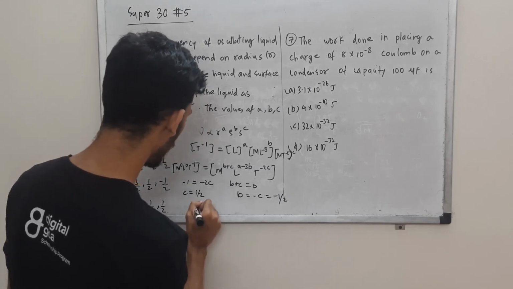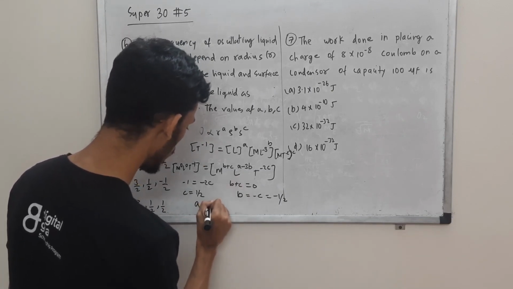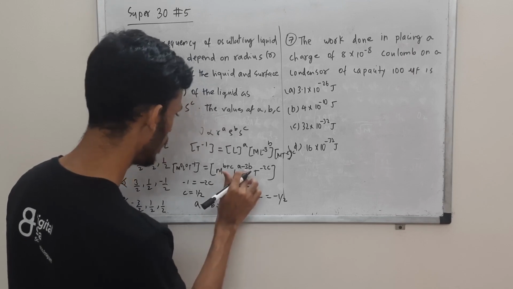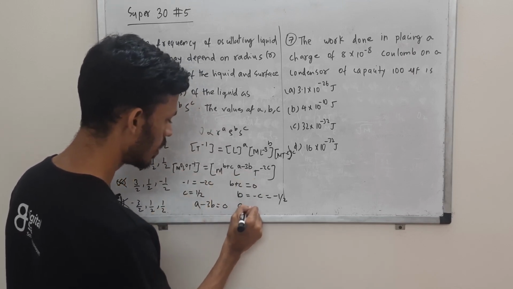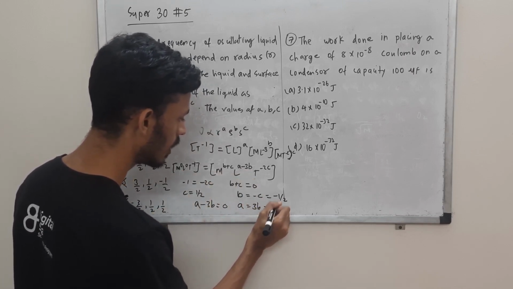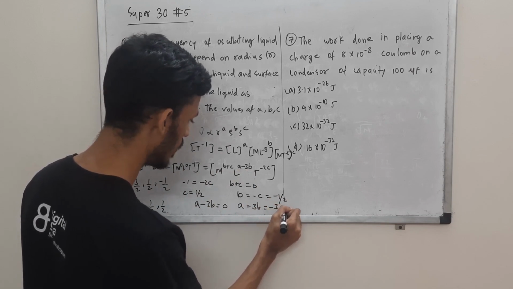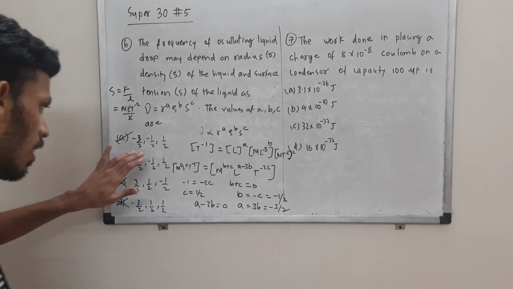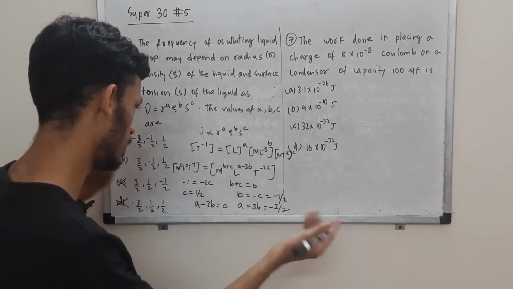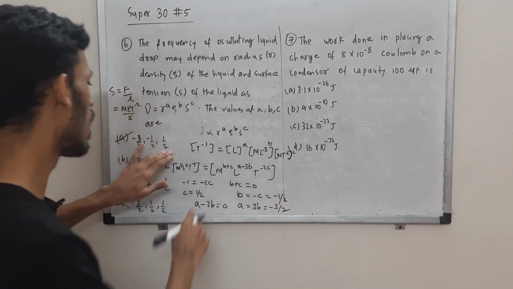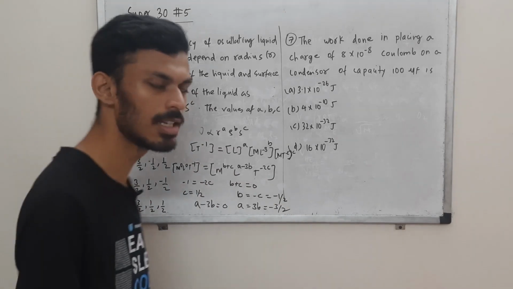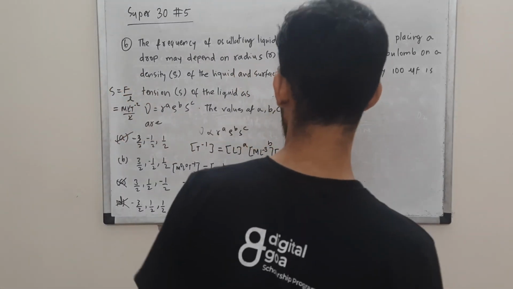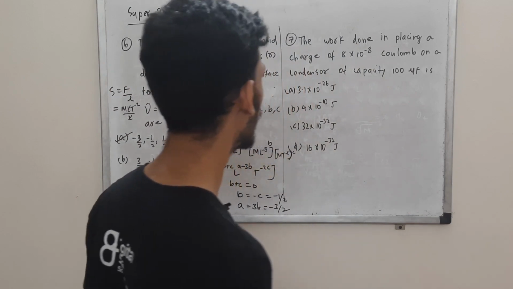So now we can find a. A minus 3b is 0, right? So a is equal to 3 times b. B is minus half, so this is -3 by 2, which is option A. B is minus half and c is half. So that is how you find this. Pretty straightforward. You also do it for boards. So the question was pretty simple.